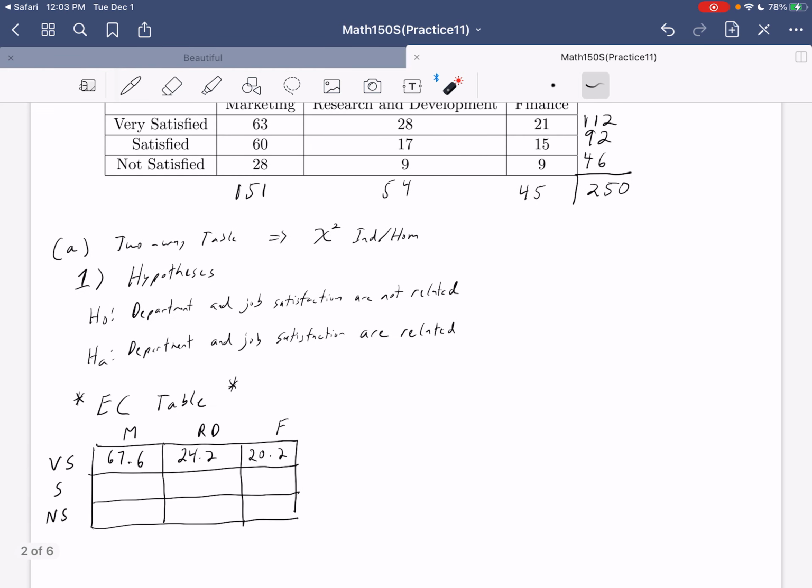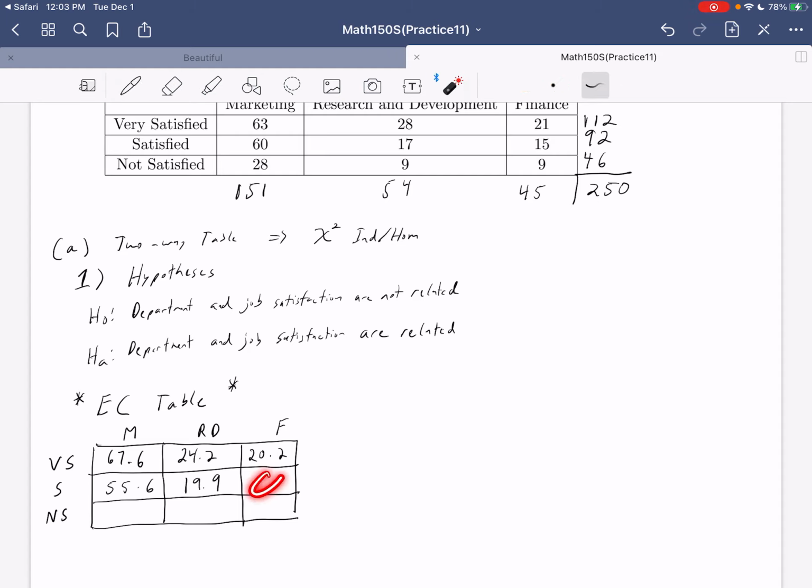So here we will be doing 92 times 151 divided by 250. Looks like we should get 55.6. Then for this one here, we'll be taking 92 times 54 divided by 250. Looks like we should get 19.9.